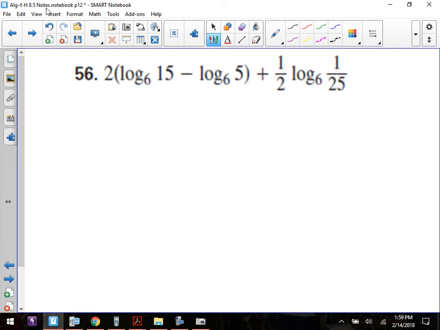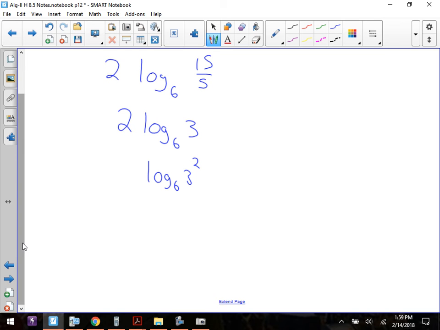What I'm going to do is take care of, think of it like an order of operations. I'm going to take care of the parentheses stuff first, and you'll notice you're going to get 2, and then you'll have log base 6 of 15 over 5, which is what? 3. Okay. So you get 2 log base 6 of 3, which is 2 log base 6 of 3 squared, which is log base 6 of 9. You okay with that? I took care of all that side first.